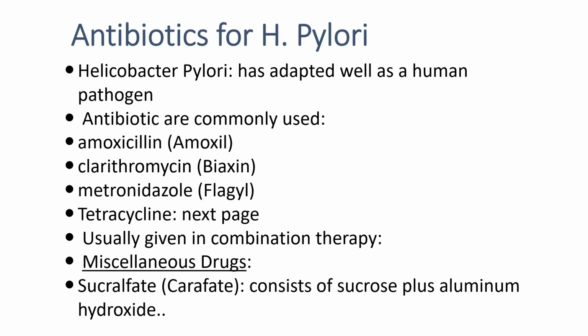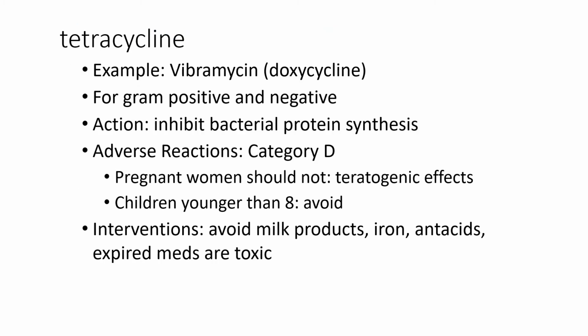Antibiotics are currently being used for H. pylori. Kind of within the last maybe 10 years, they started using antibiotics for ulcers, especially if it is of that Helicobacter pylori, which is well adapted as a human pathogen, unfortunately. So they use antibiotics such as amoxicillin, Biaxin, Flagyl, tetracycline. Other miscellaneous drugs would be like a Carafate, which consists of a sucrose-based aluminum hydroxide. And also other antibiotics that are used for the gut include doxycycline as an anti-ulcer drug, which may lead to effective therapies for gastric ulcers.